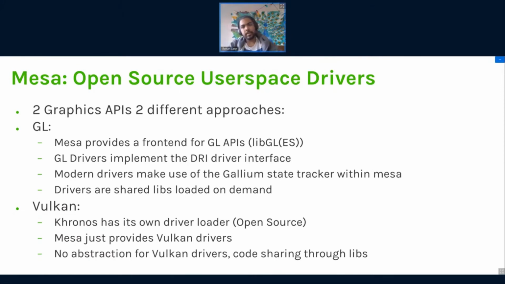There are a couple of graphics APIs that are provided by Mesa. The first one is OpenGL, and it provides a front end for OpenGL and GLES. The modern day drivers make use of something called Gallium, which is a state tracker within Mesa, and the drivers are shared libraries that are loaded on demand. Whereas when it comes to Vulkan, Khronos has its own driver loader that is open source. Mesa only provides the Vulkan drivers, and there are no abstractions for Vulkan drivers or state tracking, and code sharing is done through libraries.